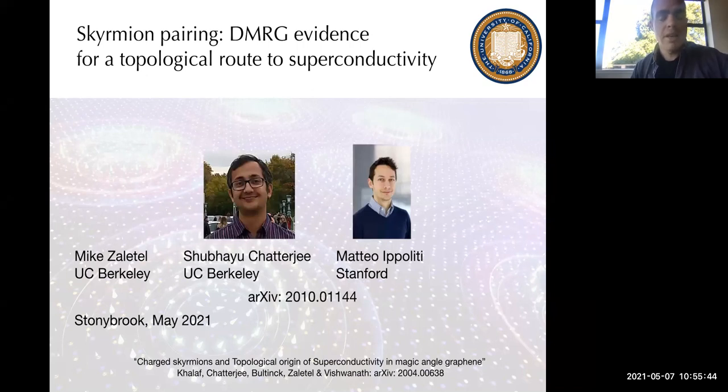Shubhayu Chatterjee is a postdoc at UC Berkeley. He was Subir Sachdev's student before that. He has a deep background in field theory, and he was able to do all the quantum calculations on the skyrmions. And Matteo Ippoliti was previously at Princeton, is now with Vedika Khemani at Stanford, and he's probably the world expert in doing these sort of quantum Hall DMRG numerics we're about to show you.